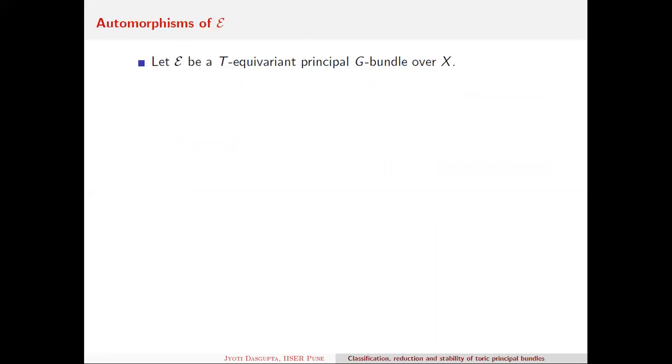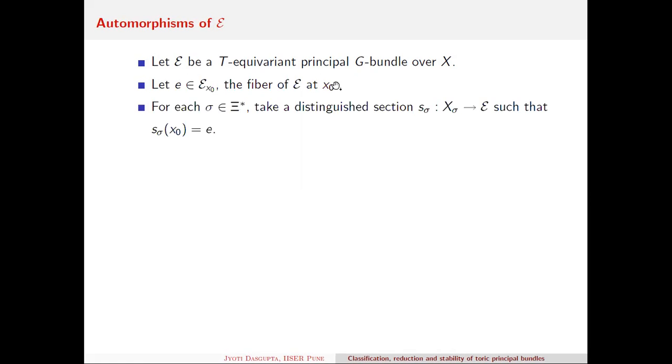Now let us look at the description of the equivariant automorphisms of such a toric principal G bundle. So we look at the fiber over the point corresponding to the identity, X naught. Then for each fixed point, we have a distinguished section such that at sigma, at X naught, it is exactly equal to the choice of this point. And we can do that because we have seen that if we have a distinguished section, we can translate it by G. And we already have some because of the existence result. So you can always choose such a section.